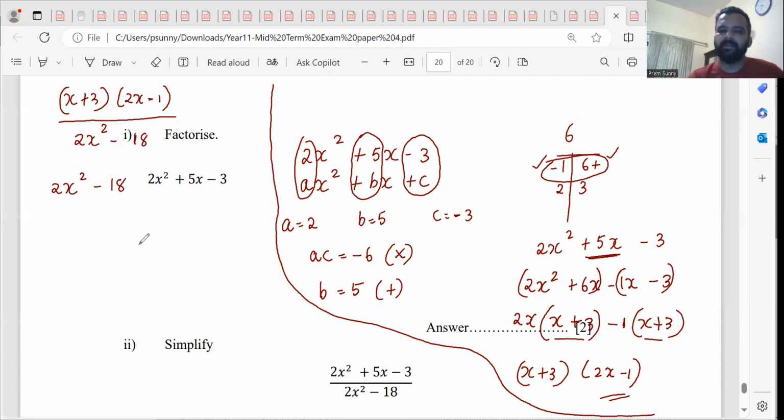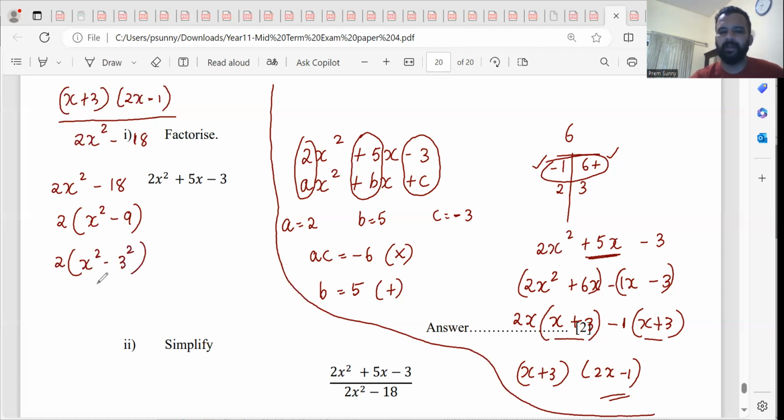We know factorizing means taking the common things outside. 2x square and 18. We know 2 and 18, both of them are coming in 2 times table. So I'll take 2 outside. We'll be having x square minus 2 times 9 gives me 18. So 2 into x square minus 9. 9 can be written as x square minus 3 square.